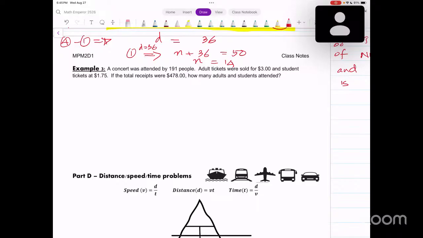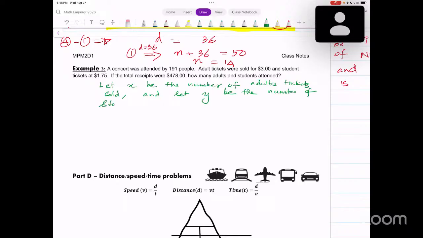Okay, at this point, I'm going to be going back. Let X be the number of adult tickets sold, and let Y be the number of students' tickets sold.